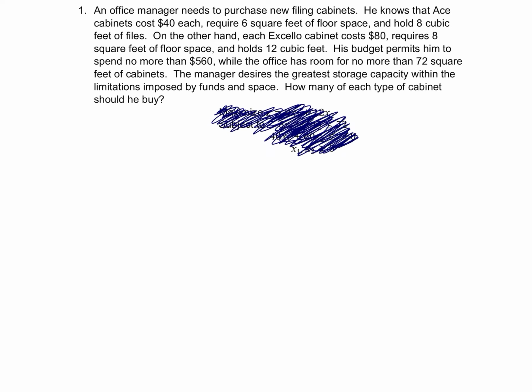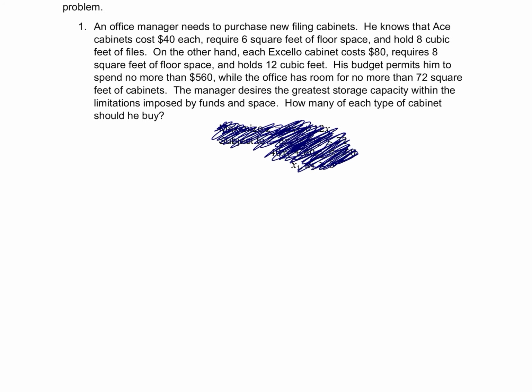And then we have these budget constraints. So the budget permits no more than $560 to be spent. And then the office has room for no more than 72 square feet of cabinets. And the manager wants to figure out how much storage space he can afford given those constraints. So our goal is to set up first the linear program, and then we'll decide how to optimize and find the best storage capacity that we can manage.